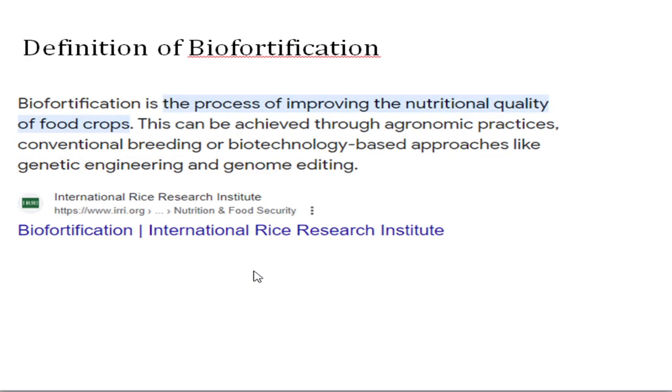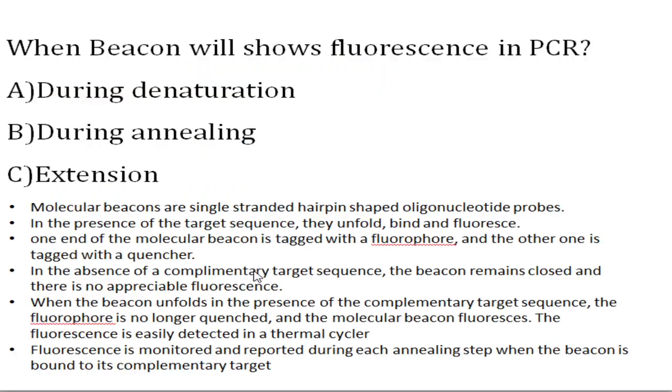Okay. So next, what is the definition of biofortification? Biofortification is a process of improving the nutritional quality of food crops. One such example is golden rice. They employ either agronomic practices or conventional breeding, or biotechnology based approaches can also be employed for this biofortification.